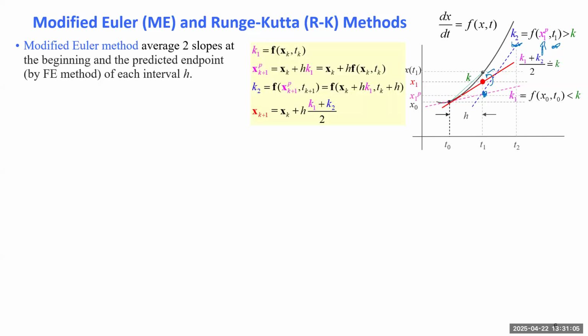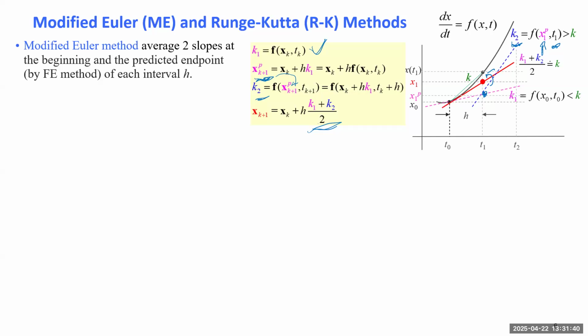If I document what formulas or algorithm implement this method, first I calculate K1, which is the same as I did for the forward Euler method. Instead of using K1 directly to estimate the state, I plug the estimated state back into the formula again to calculate K2. Then at this step, I take the average of K1 and K2. All right, so what is the order of this method? It's called the modified Euler method.